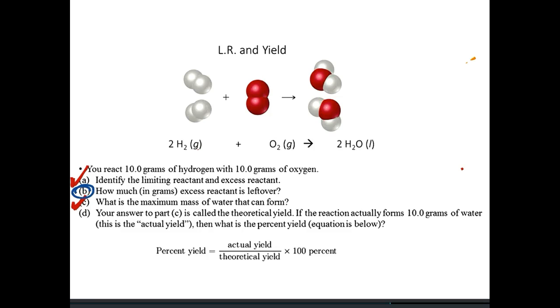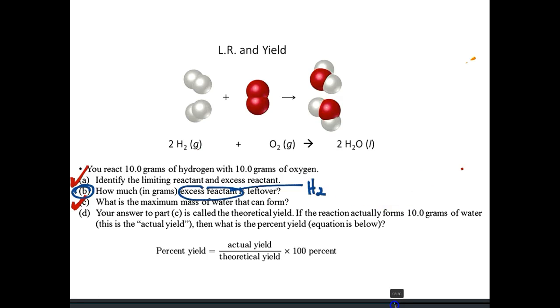If we do part B, how much in grams excess reactant is left over? So we already did this earlier. That's what those words there said. So we did this already at the very beginning. This was one of our ways of answering part A, was to figure out how much of the other reactant is required to react with the first reactant. So we already did this, but we're going to do it again just for fun to make sure everybody understands.